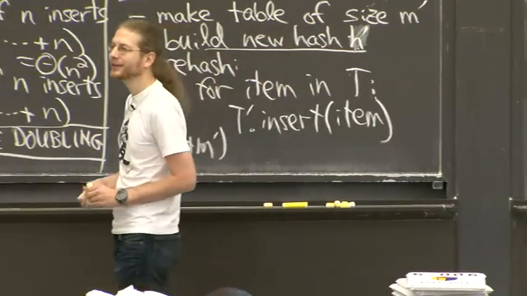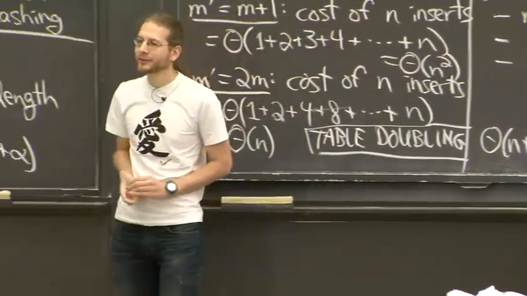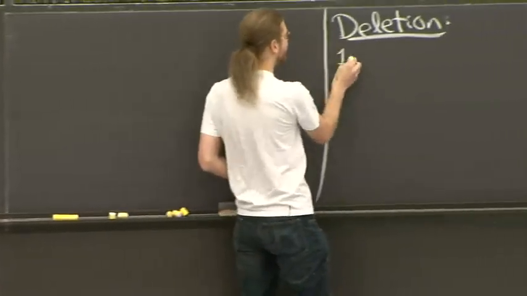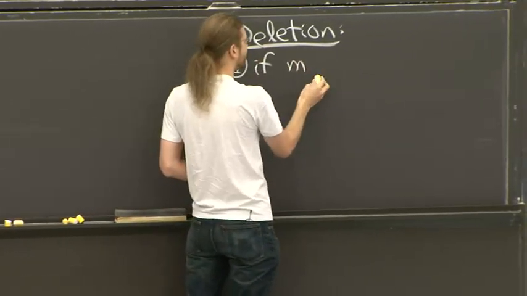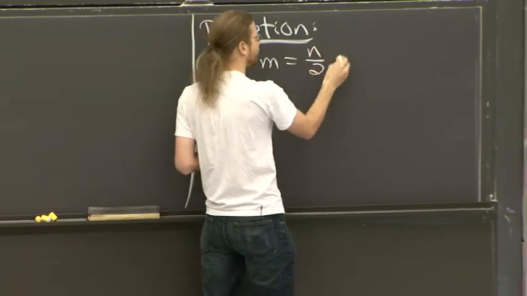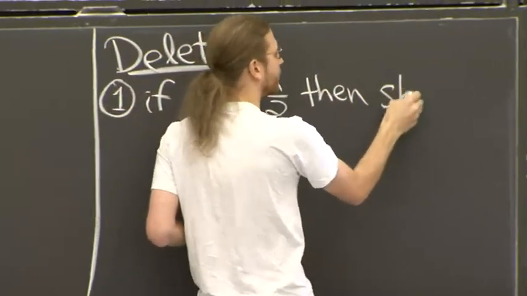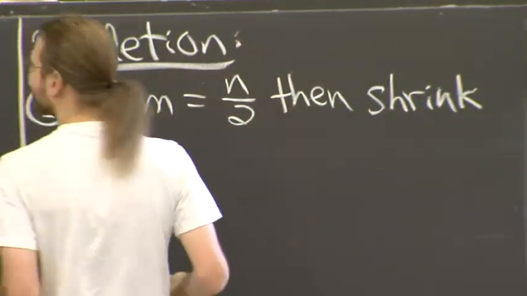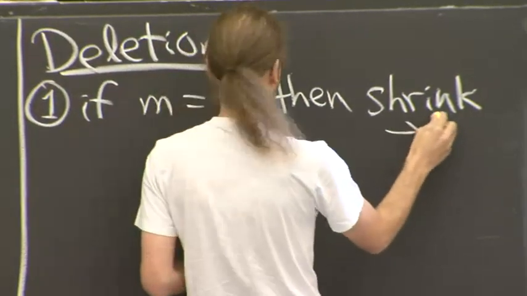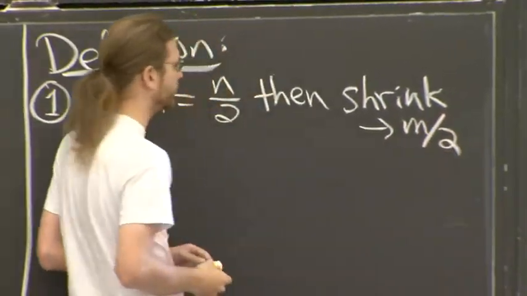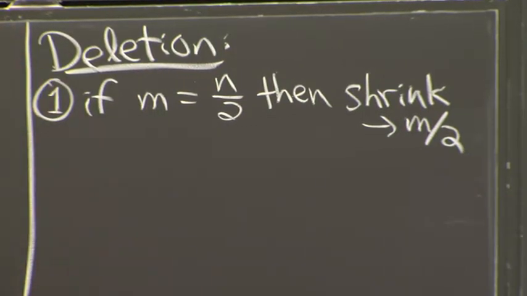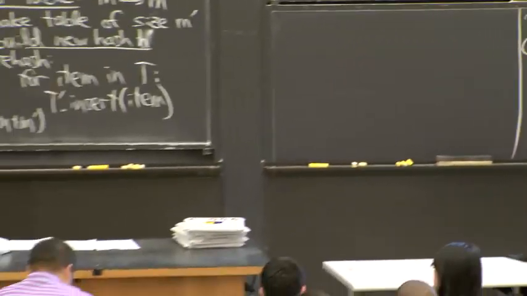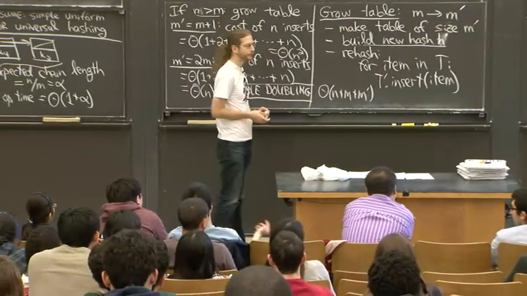Yeah? When the table is half the size, or when n is half the size. Good. So option 1 is if the table becomes half full, then shrink to half the size? Sure. OK. That's on the right track. Anyone see a problem with that? Yeah? You're resizing when you're going from 8 to 9, 9 to 8.